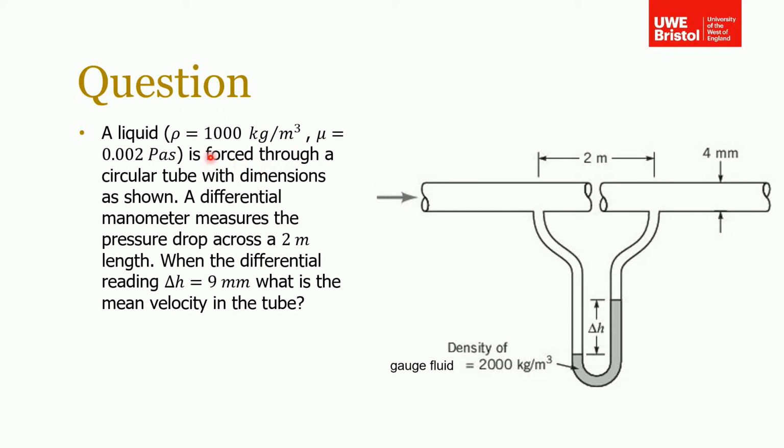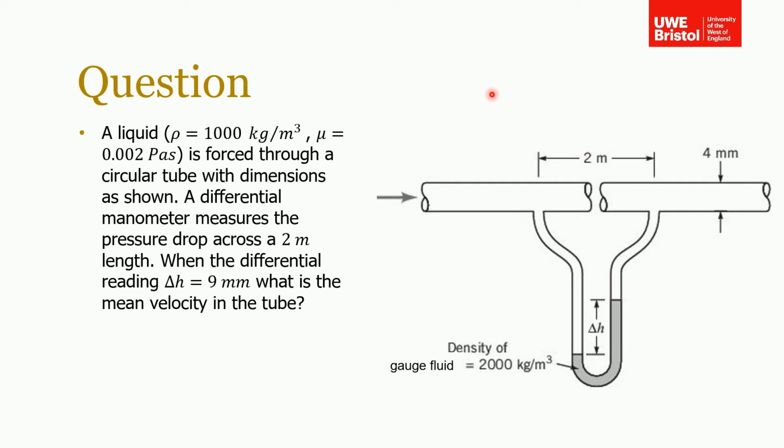In this question, we're told that a fluid, and we're given its fluid properties, is forced through a circular tube with the dimensions that are shown. So you can see it's a 4mm diameter pipe, and we're also told that a differential manometer measures the pressure drop across a 2 meter length. You can see it's just broken here, and we're asked to find the velocity in the tube when the differential reading is 9mm, and we're also told the density of the manometer fluid.